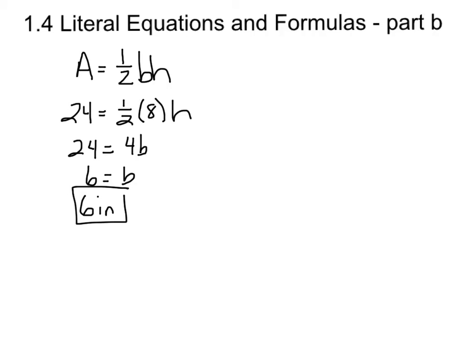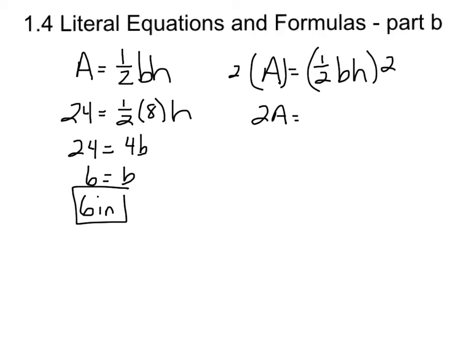Now, if we actually solve this equation for the height, which means solve it for h, we could actually solve it for h without plugging anything in. So in order to get rid of the 1/2, we can multiply by the reciprocal, which is 2. That gives us 2A equals base times height. Since I want to eliminate the times b, that means I divide both sides by b. So in order to find the height, I would take twice the area and divide it by b.